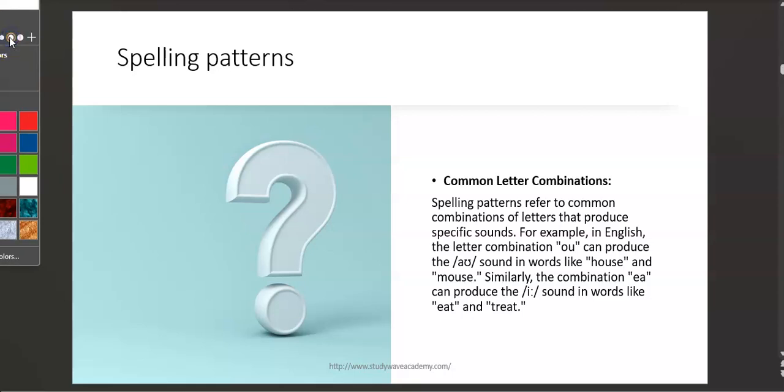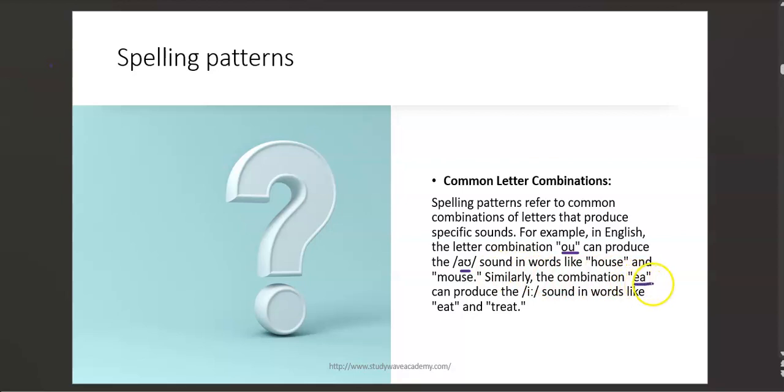Let me try to reduce the thickness of my pen. Now, class, you see, for example, in English, this letter O combination can produce the ow sound, okay? We will learn this when we're trying to read sounds, but it's the same thing. The combination, for example, of E and A can be read as E, okay? All this can be read as E, instead of reading this air, you read it as E.